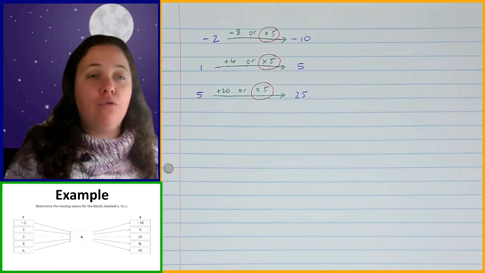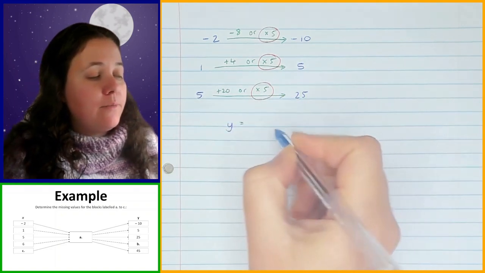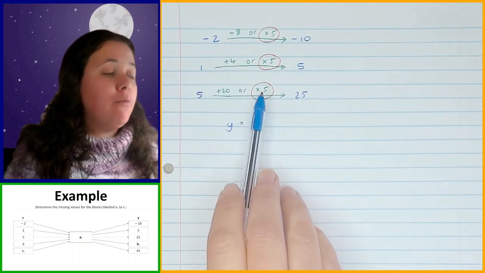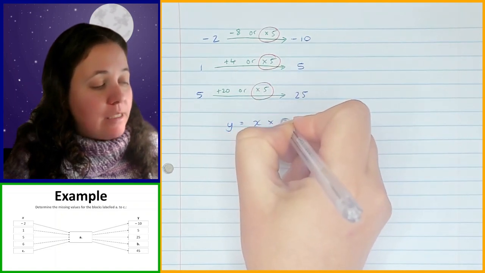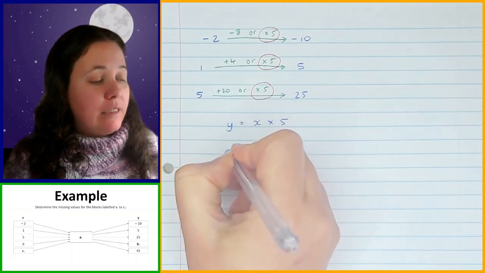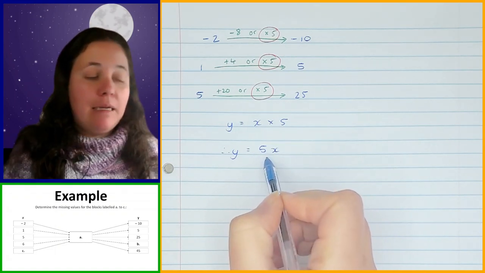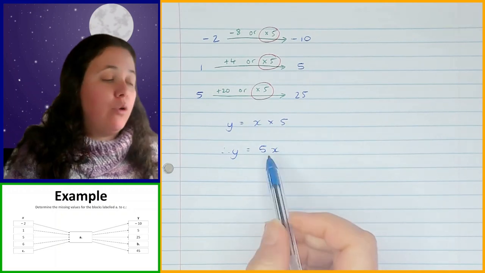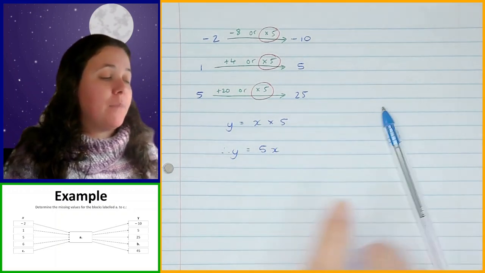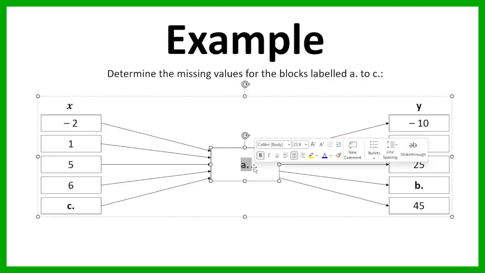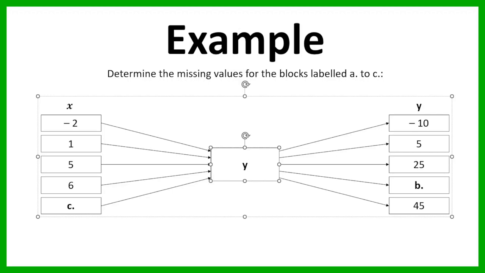So now let's go and write that as a rule. Y equals something with x. Now what did I have to do to my input, which is x, to get my output, which is y? I had to multiply by 5. So it's x times 5. And how are we going to write that? We're going to write it like this. So therefore, y is equal to 5x. We put the number first, the variable second, and we don't need to put a times sign in between, because that is the standard way of writing when we are working with numbers and letters. When there's multiplication, we don't have to write the times sign. Okay, so our rule is y equals 5x. So that's what we should have over here. Y equals 5x.